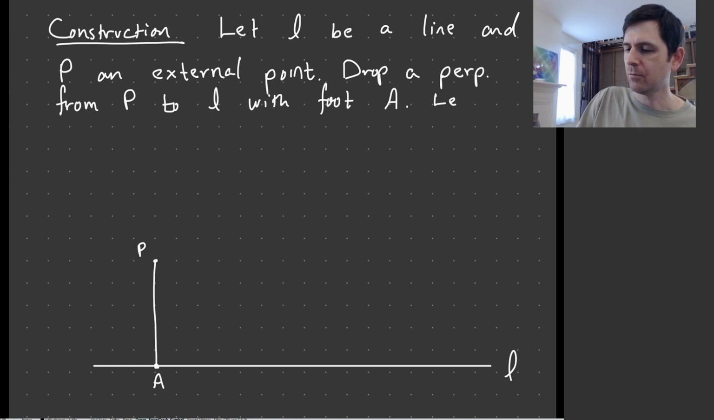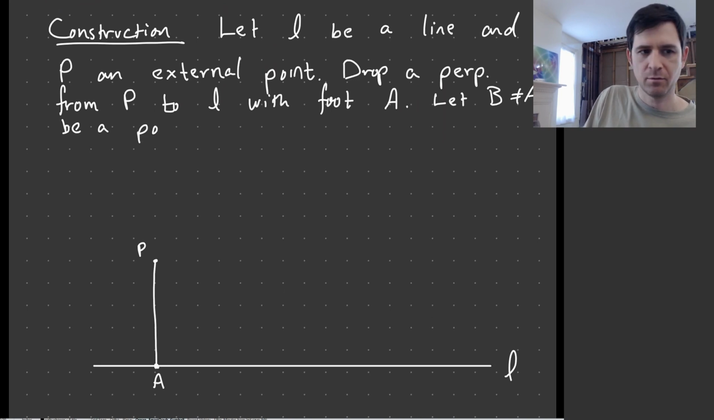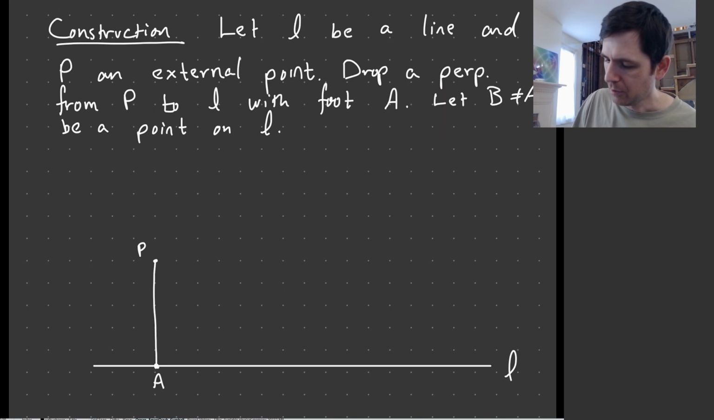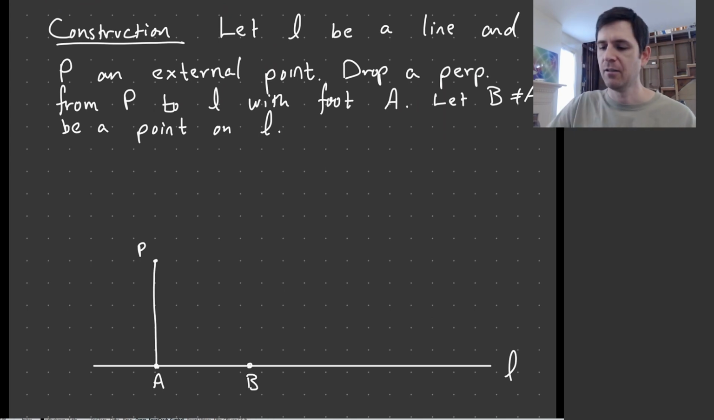And then we'll let B, a different point than A, be a point on L. So we'll put B over here. The point of this point B is just to choose a side of this line PA. So we're going to be doing things to the right of that.